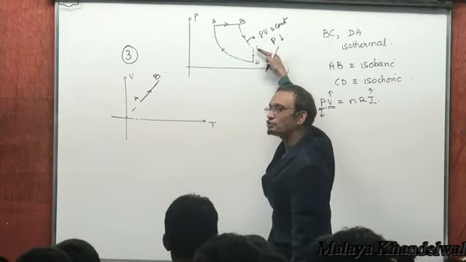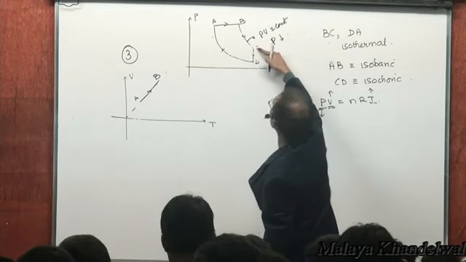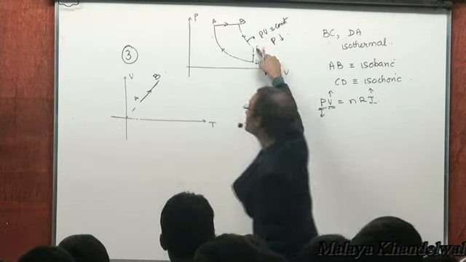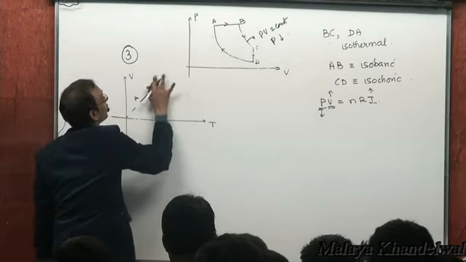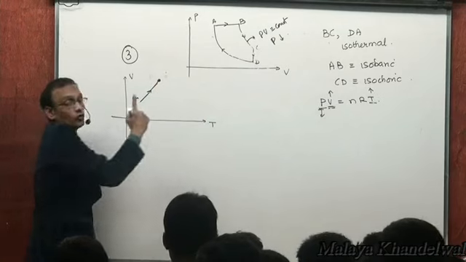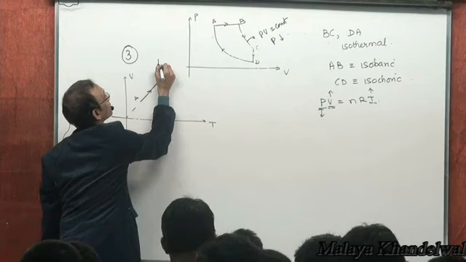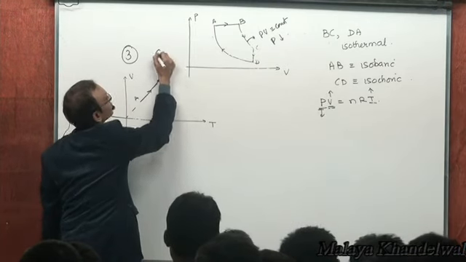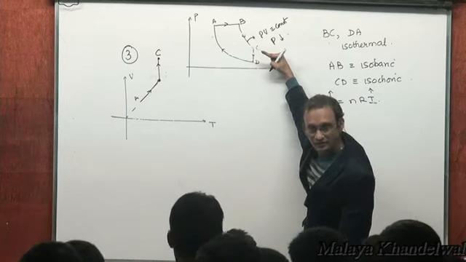B to C, isothermal process, temperature constant. And what's happening to the volume from B to C? Increasing. Volume is increasing. And if I have an increasing volume, then where will it go? At constant temperature, it will go up. That means B to C volume increases at constant temperature, isn't it? Right?